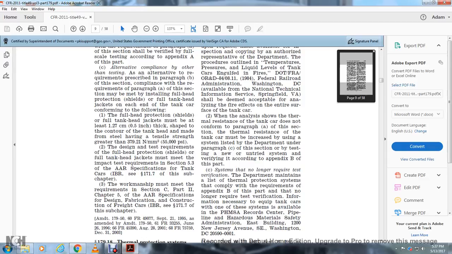Tank Cars, IBR, see 171.7 of this subchapter. The workmanship must meet the requirements of subsection C of Part 2, Chapter 5 of the AAR specification, Design, Fabrication, and Construction of Freight Cars, IBR, see 171.7 of this chapter.